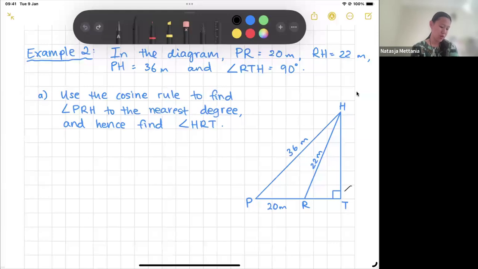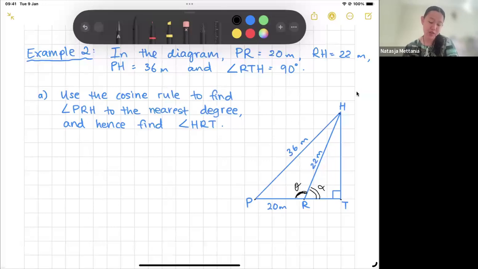So it says, question number A, use the cosine rule to find the angle PRH, so we're talking about this angle here. I'll put that as theta, to the nearest degree, and then hence find the angle HRT. So I'm looking for this angle here as well later on. That symbol there, that fish symbol, is called alpha. It's just another way of writing it.